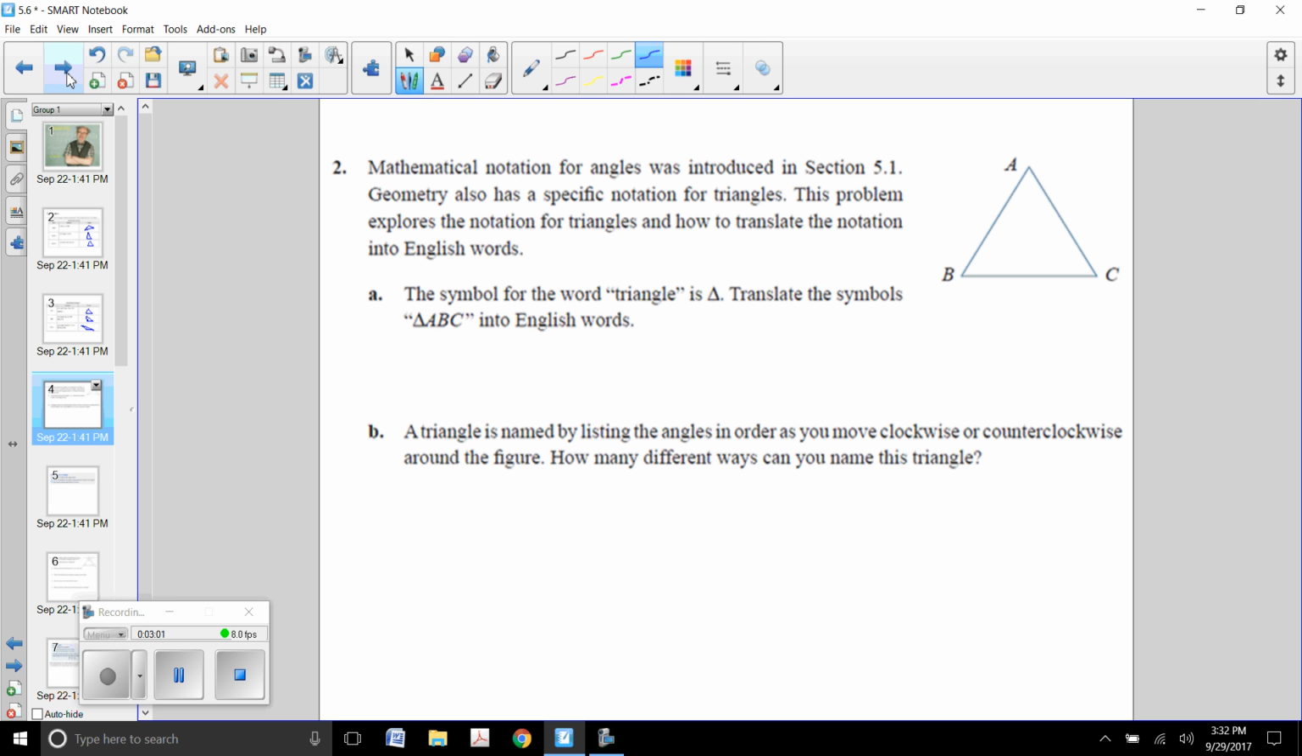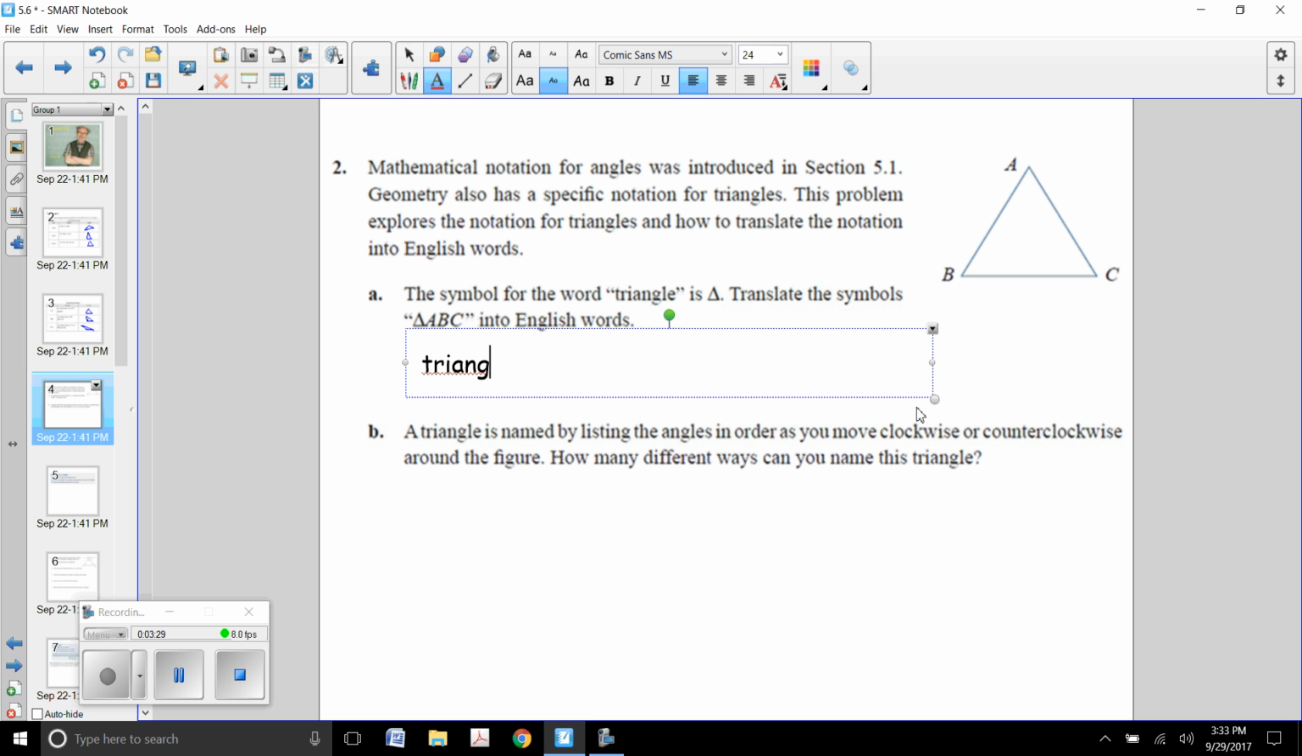The mathematical notation for angles was introduced in section 5.1. Geometry also has specific notation for triangles, and it's going to walk us through the same thing as it did for angles. The symbol for a triangle is a small little triangle, go figure. And so when we see this symbol with ABC next to it, we would call that triangle ABC.